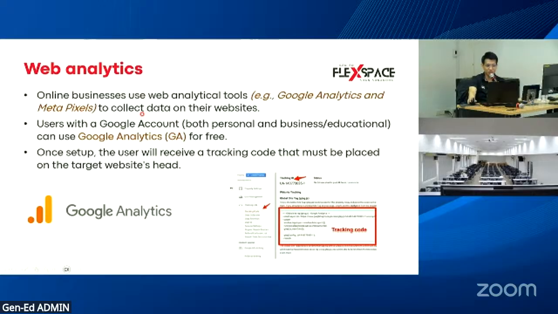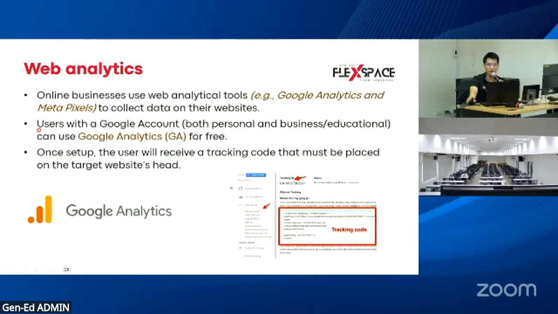Online businesses use web analytical tools like Google Analytics and Meta Pixels to collect data on their websites. With or without the customer's notice, the business already collects some information from your visits. When you visit the website, they know the page you click, and they know how long you stay on that page by using the web analytical tool.